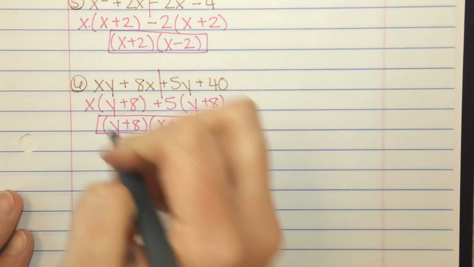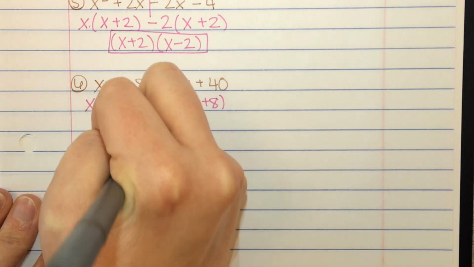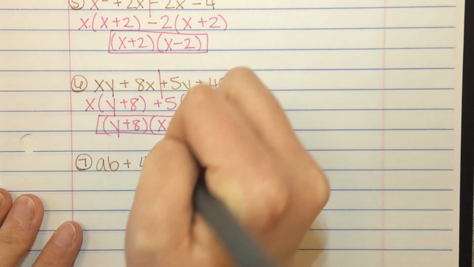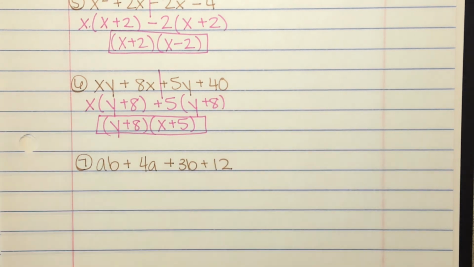Okay, number 7. We have ab plus 4a plus 3b plus 12. We're going to do the same thing that we did in number 6. So take a second, pause the video, try this one on your own, and see what you can do.